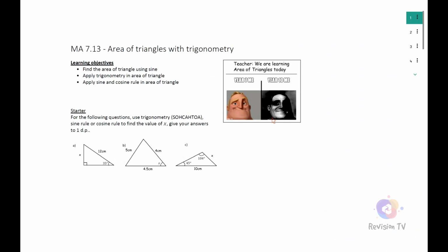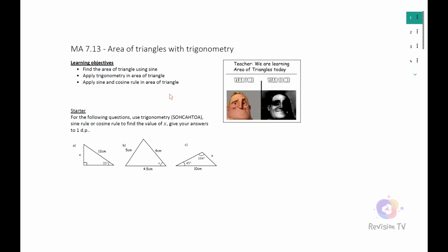In this lesson, we are going to go through a topic that you've learned since year 3, year 4, but combining with a GCSE higher end topic, trigonometry. So, area of triangles with trigonometry. We're going to learn how to find the area of a triangle using sine, a different formula, and then we're going to learn how to apply trigonometry in area of triangle and to work backwards and to apply sine and cosine rule in the area of triangle.